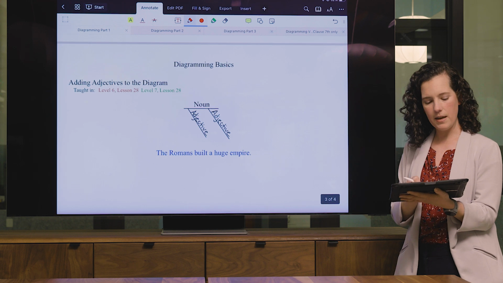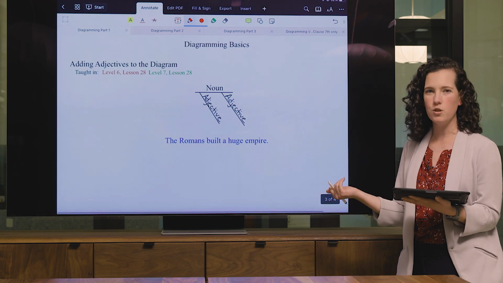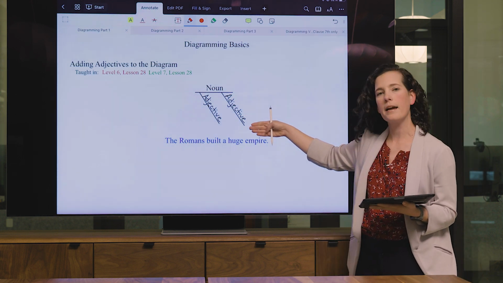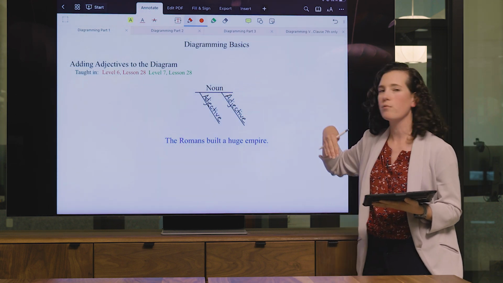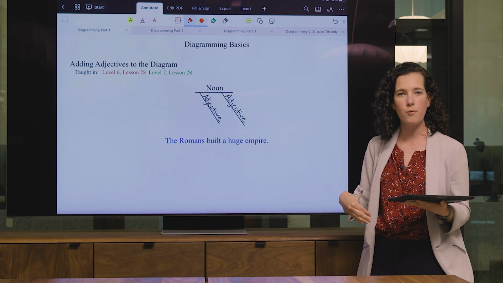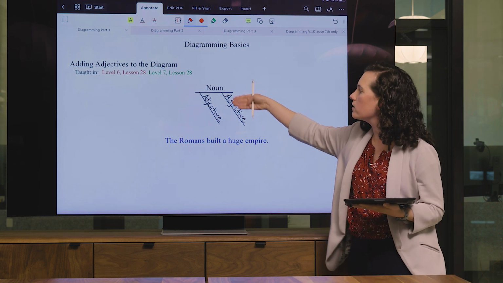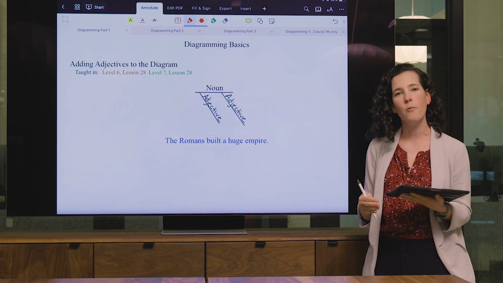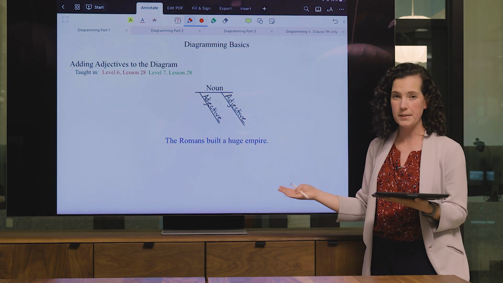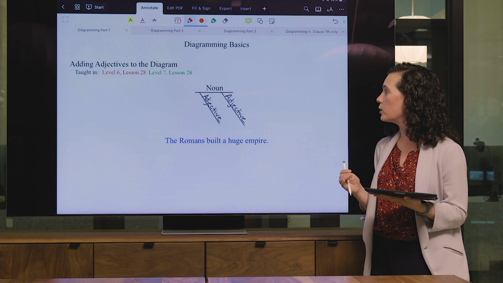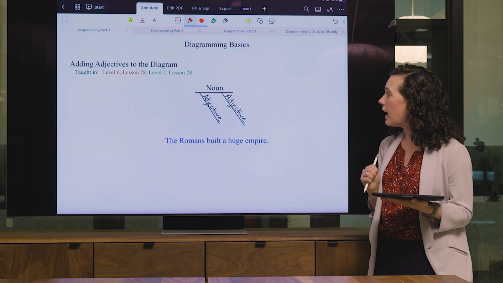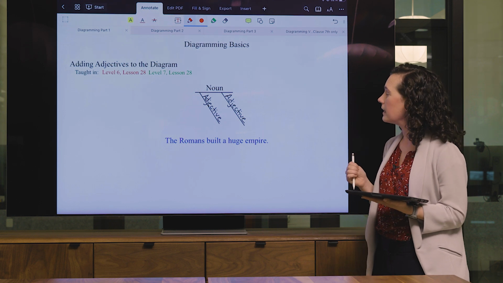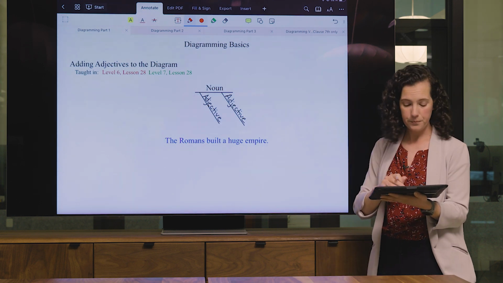Now, on this next page, we are going to add adjectives to our diagram. Adjectives are always drawn on a diagonal line underneath a noun or pronoun. An adjective describes a noun or pronoun, and we always put descriptive words underneath the word they are describing. So now we are going to get to the point at which we can diagram every word in the sentence. So from here, we're going to diagram all these words. In 6th grade, adjectives are taught in lesson 28 for diagramming, as well as in level 7.